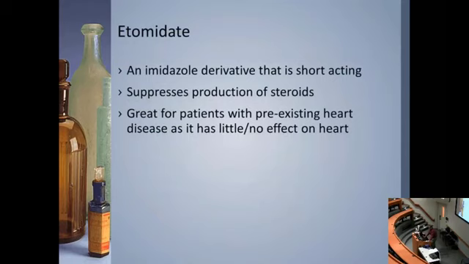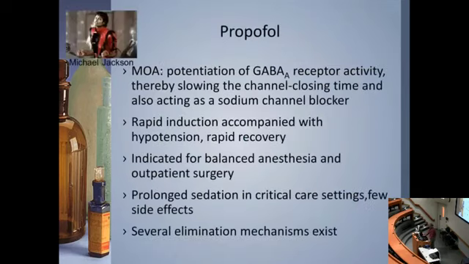Let's look at etomidate. It's an imidazole derivative, and it's very short-acting. Globally, it suppresses the production of steroids. However, it's really good for patients that have pre-existing heart disease because it has little to absolutely no effect on the heart. This is in contrast to propofol, which potentiates the GABA receptor activity and slows the channel closing time. It also acts as a sodium channel blocker.